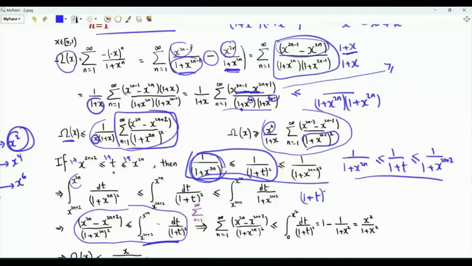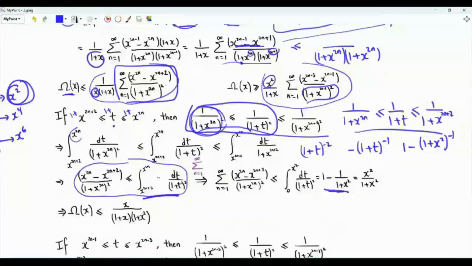We are integrating 1 plus t to the minus 2. The antiderivative is minus 1 plus t to the minus 1. When we use the limits of integration, we get 1 minus 1 plus x squared to the minus 1. This is x squared over 1 plus x squared. The upper bound on omega of x is this quantity divided by x times 1 plus x. The upper bound is x divided by 1 plus x times 1 plus x squared.